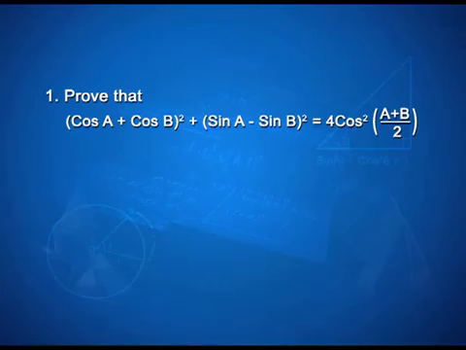Now students, there is a home assignment for you. You may note down the questions here. Question number 1, prove that cos A plus cos B whole square plus sin A minus sin B whole square is equal to 4 cos square A plus B upon 2.